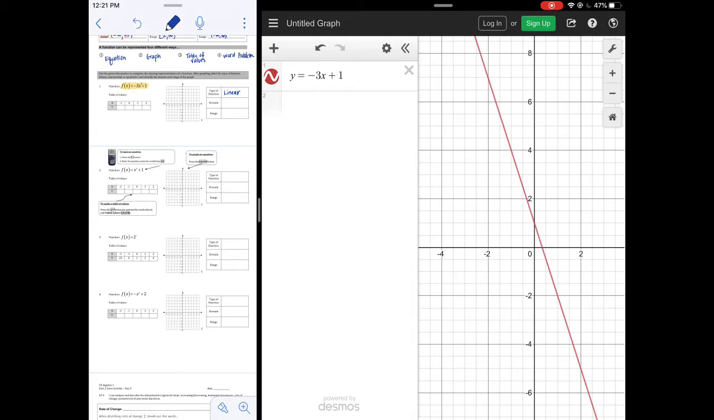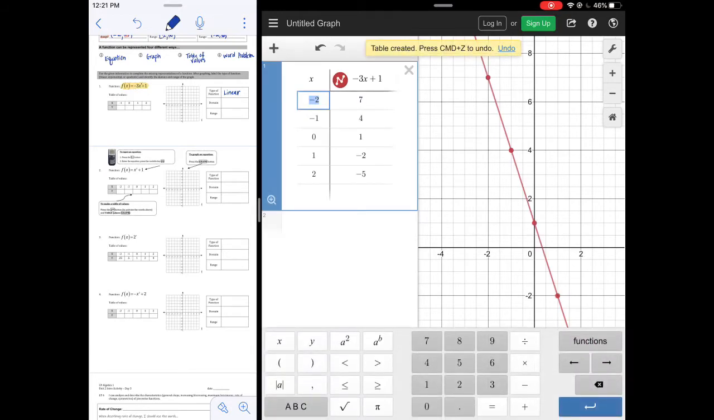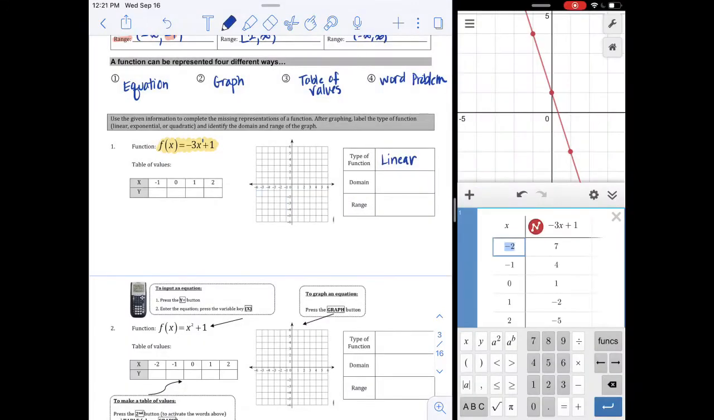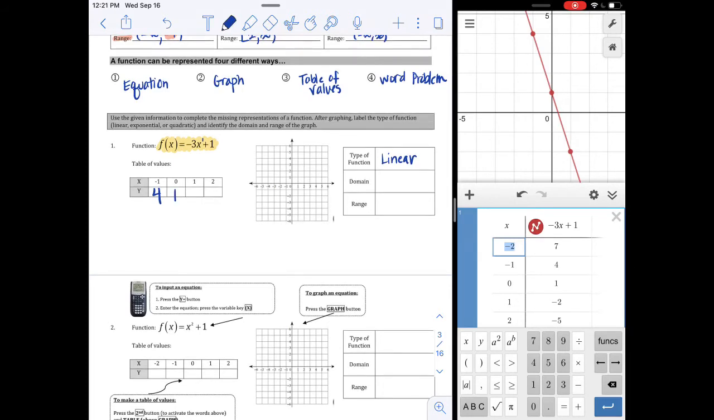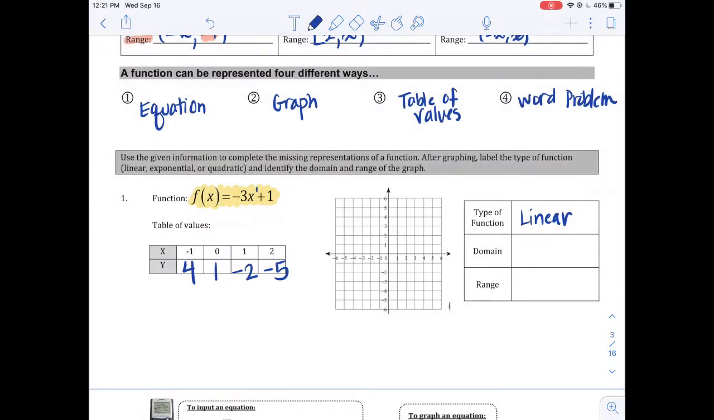Okay, you can also get the table of values. So if I click the gear, so notice I click the gear and I click the table of values, it's going to provide us the table of values. So I'm going to take these and transfer them back to my graph. So when x is negative 1, y is 4. When x is 0, y is 1. When x is 1, y is negative 2. When x is 2, y is negative 5. Thank you, Desmos. So we're going to plot those points.